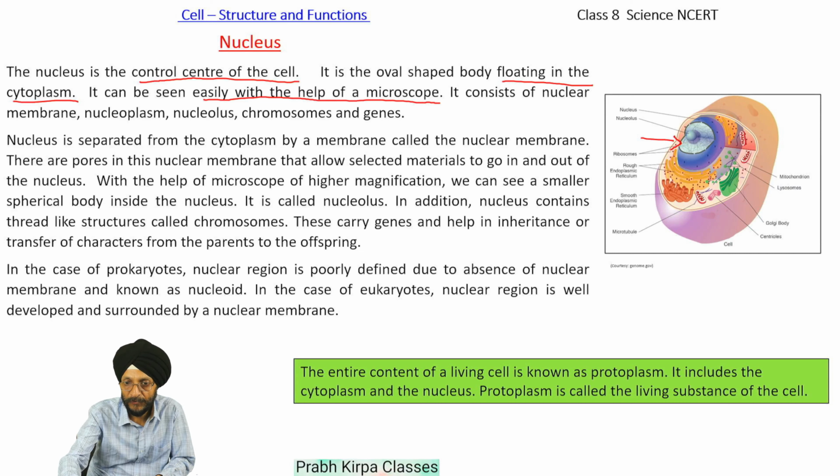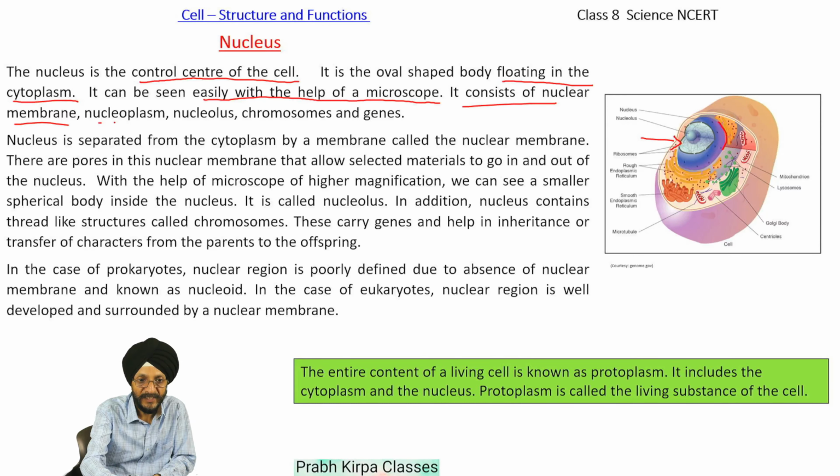It consists of the nuclear membrane. This is the nuclear membrane outside. Then there is nucleoplasm. Then there is the nucleolus. This is the nucleolus. Then there are chromosomes present in the nucleus, and it also contains genes.